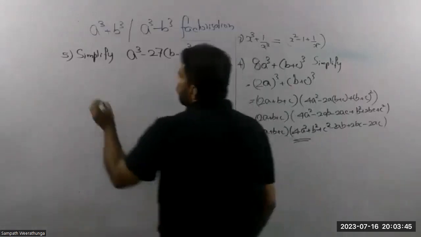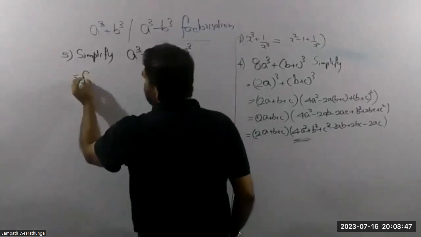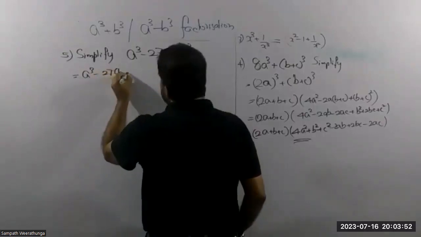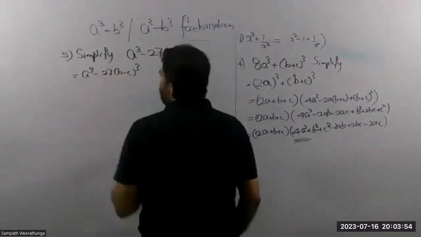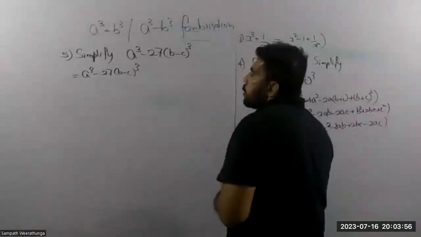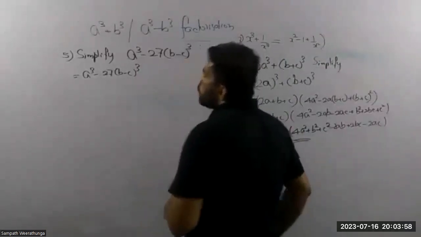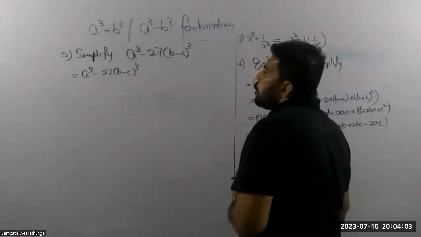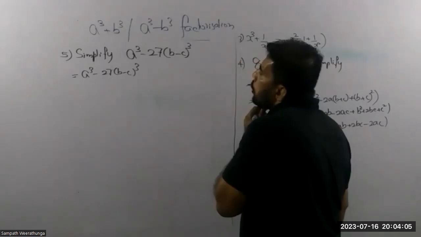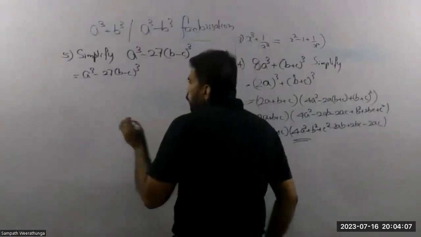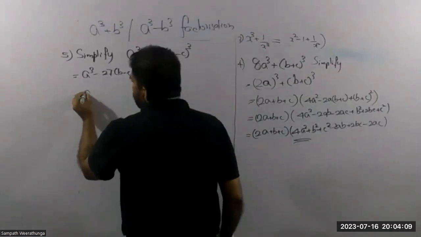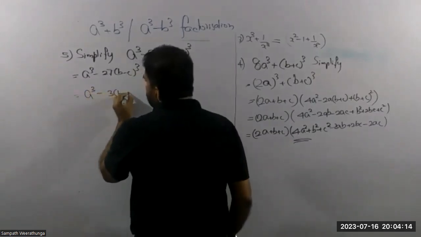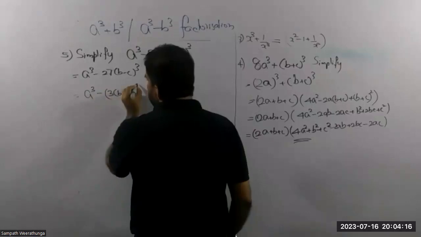Okay. We write the same one: a cube minus 27 b minus c cube. From our previous exercises, we derived that 27 equals 3 into 3. So what I can write is this equals a cube minus (3b minus c) whole cube.